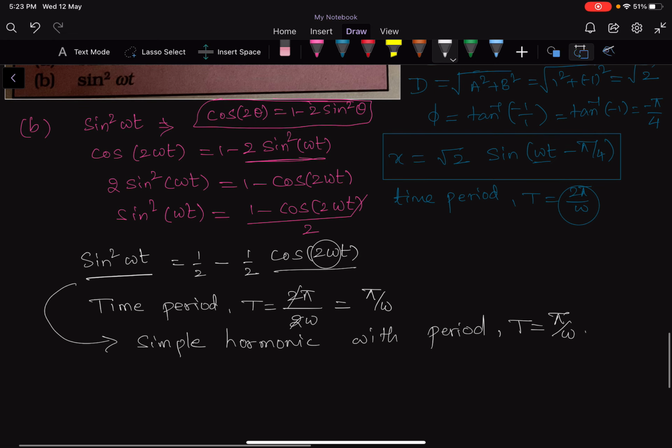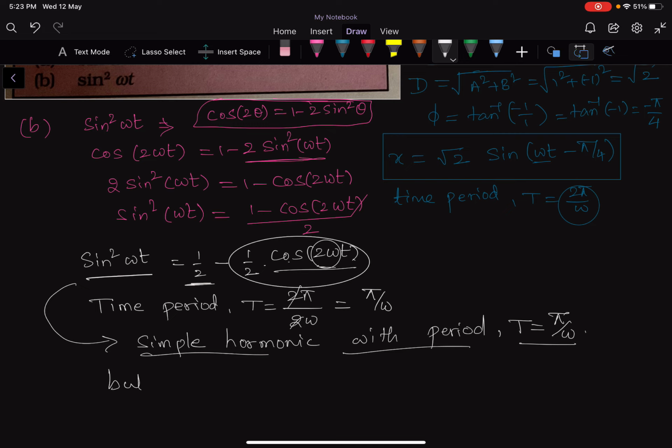But at t equal to 0, cos 0 is 1, so 1 by 2 minus 1 by 2 is 0. But the mean position or starting point is different. It shows simple harmonic motion with time period T equal to pi by omega. When the total value becomes 0, that means the starting point is different. The starting point is 1 by 2 instead of 0.